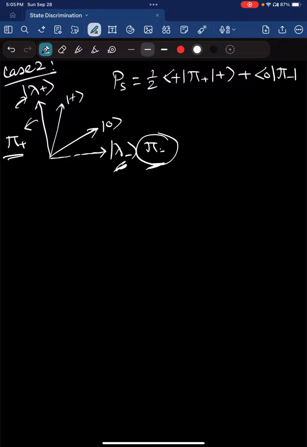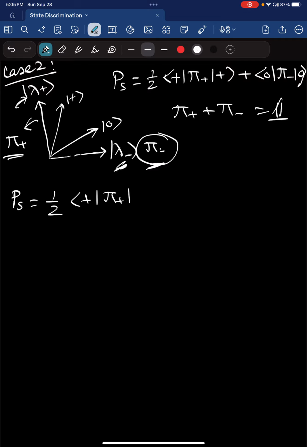0 pi minus 0. Now you know that the pi plus and the pi minus, since they're basically defining the basis, they must be the identity. This is the completeness relation. Now, if you basically try to put the completeness relation here, then what you get is like half plus pi plus plus then 0, 0. Sorry, there is half here as well. So yeah, sorry about that.